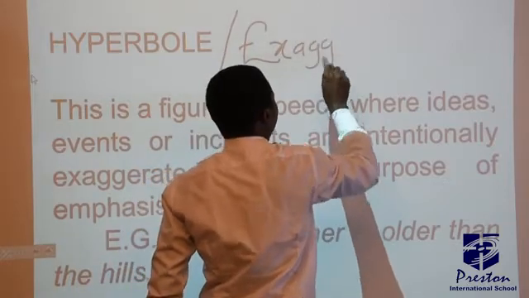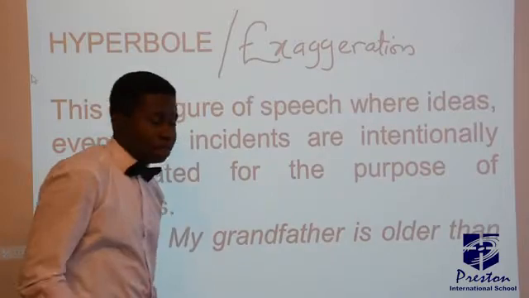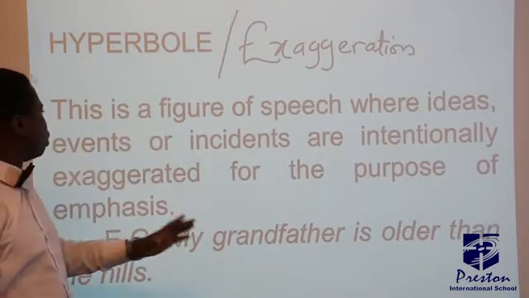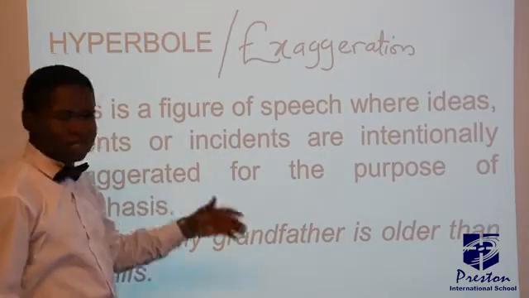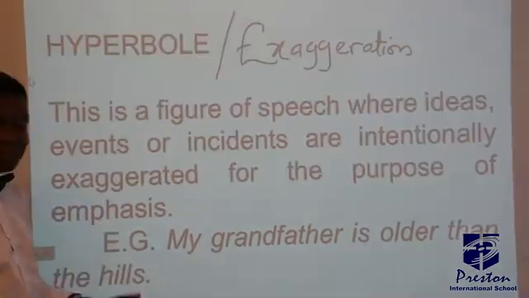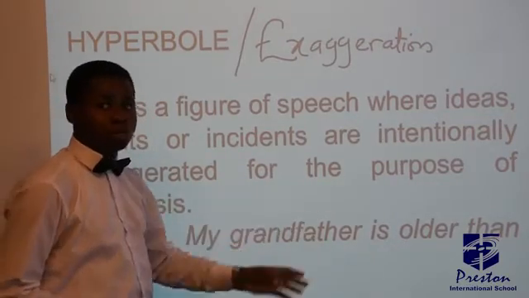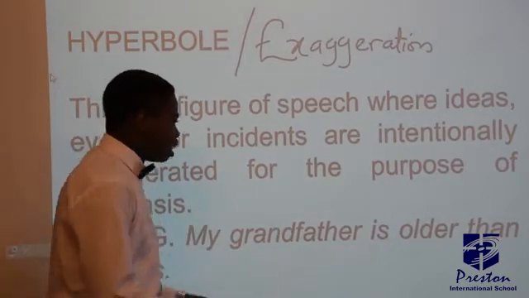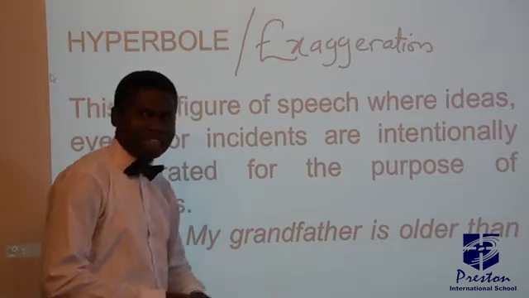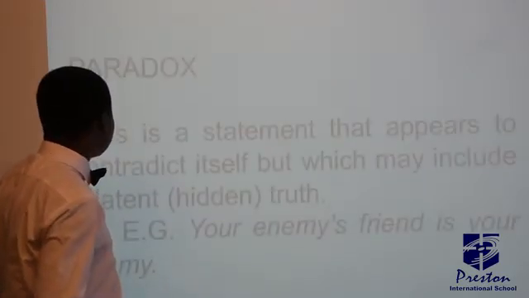Now we have hyperbole or exaggeration. Some other persons also, in some circles, call it overstatement. Okay? So this is a figure of speech where ideas, events, or incidents are intentionally exaggerated for the purpose of emphasis. Okay? My grandfather is older than the Eves. What this person is actually talking about is that his grandfather is really old. Okay? And when you have someone say that he can complete or he can finish a drum of food, that's exaggeration.